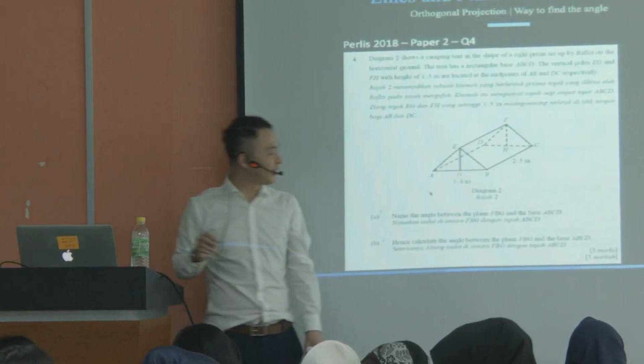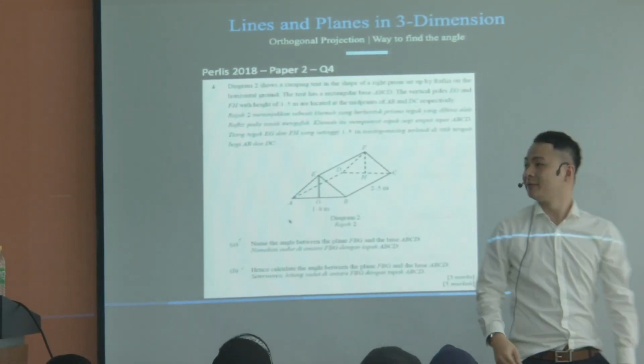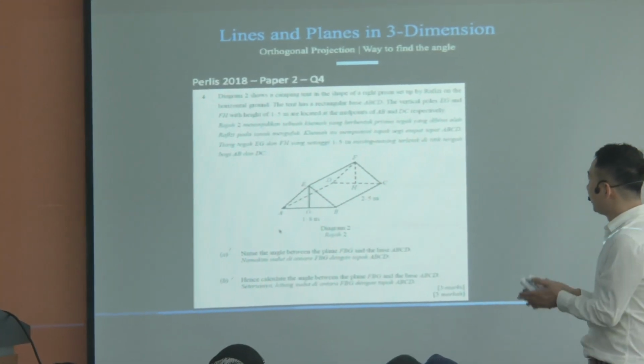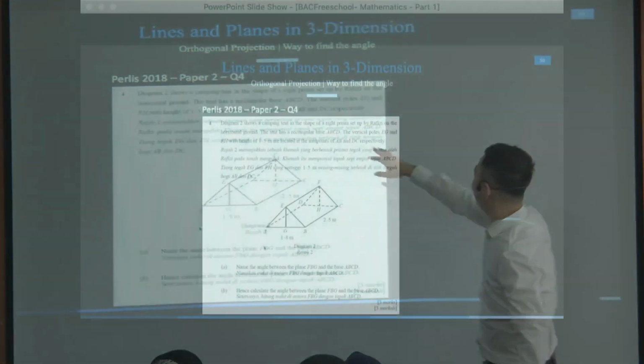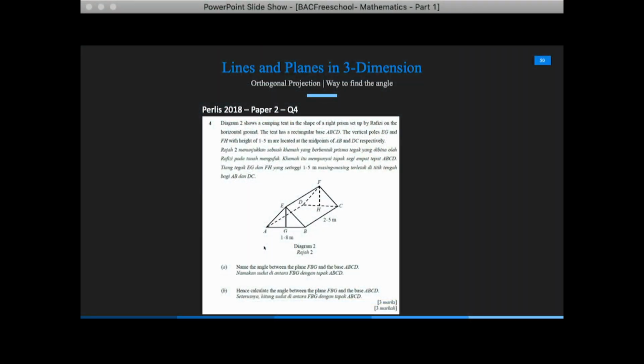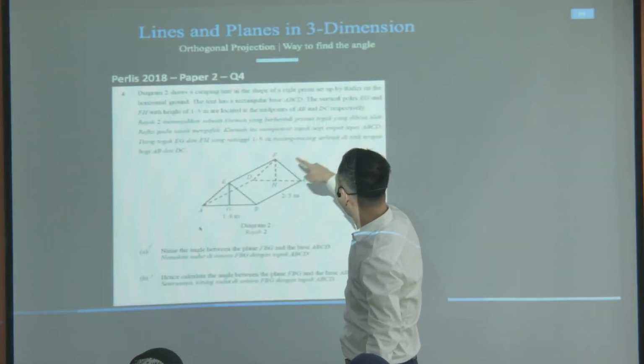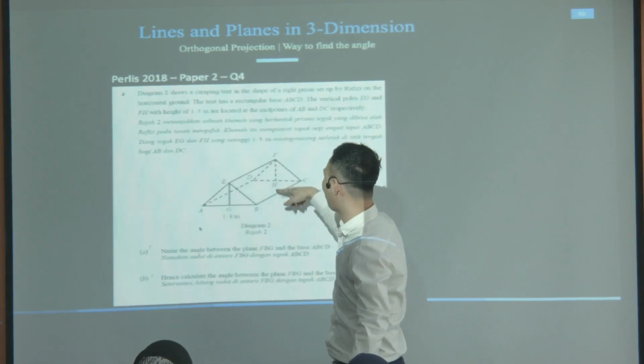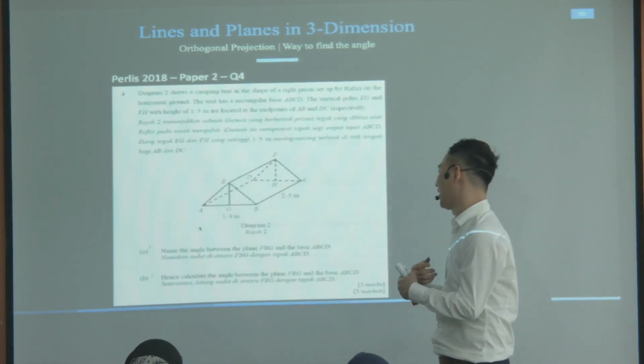Okay, one more here. Okay, let me read. Got any important word here? Right, prism. Okay, they tell you EG. Where is EG? Okay, EG is and FH is 1.5. Okay, with 1.5 here, they don't write the rest, they give you.